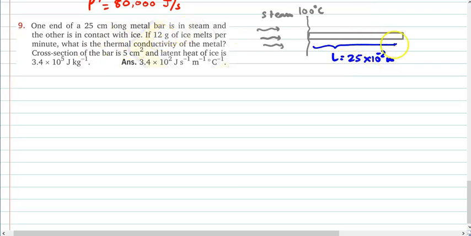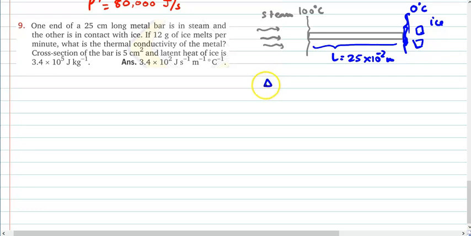Okay. And the other end is in contact with ice. So this end is in contact with ice. So here what we are having is ice cubes. Why are they telling you ice cube? Because they want you to know that here the temperature is 0 degree centigrade.